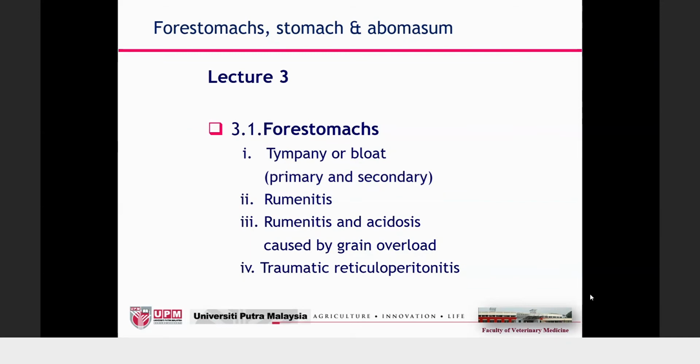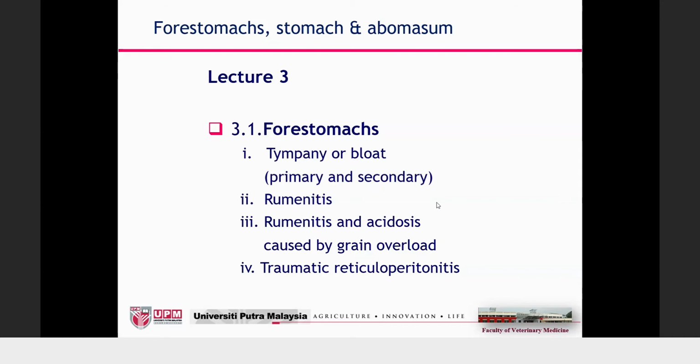I mentioned here the four stomachs belong to ruminants particularly. What is important with regard to the four stomachs is a condition that usually occurs called tympany or bloat, meaning over-distension of the rumen as a result of retention of maybe very viscous gas, or as a result of just normal gas. So that is what we classify as primary or secondary tympany.